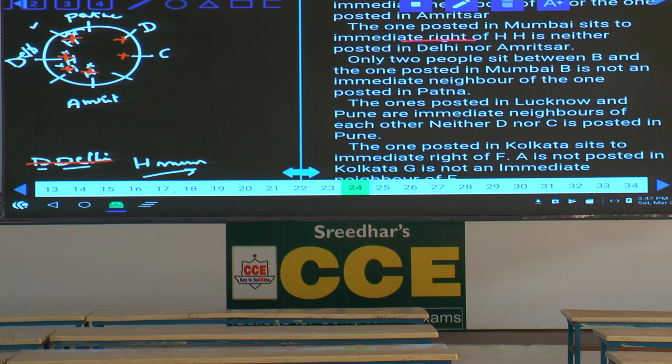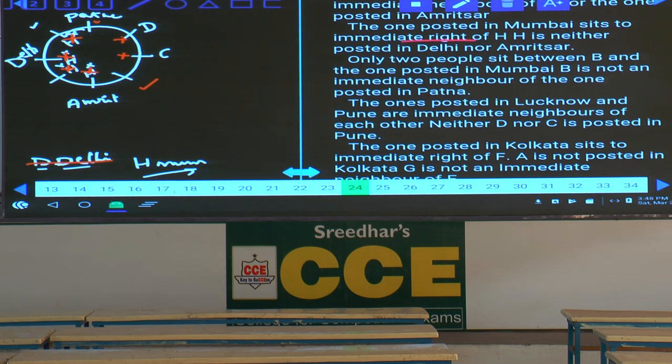Six places were ruled out. Now we are left with only two more possibilities. What are those two possibilities? H can be from Patna, or H is to the immediate right-hand side of the person from Amritsar. H can be either here or H can be from Patna. Done with this? Two possibilities.